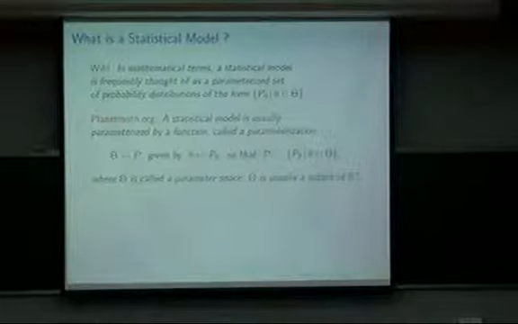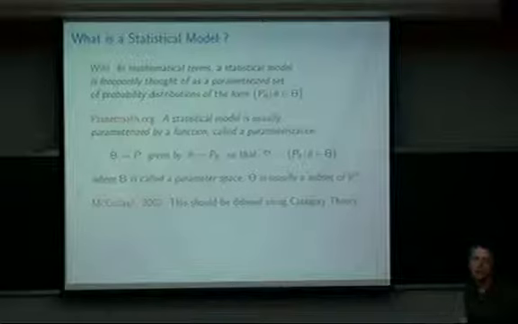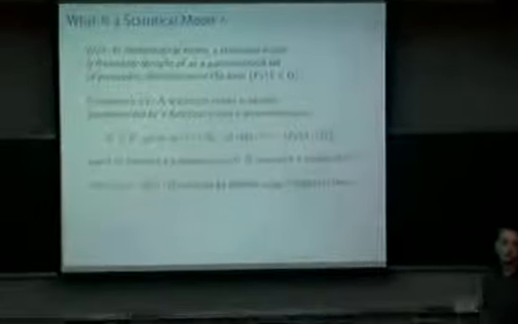So capital Theta is a parameter space, typically a subset of R^n, that indexes some collection of probability distributions. In the statistics literature, there's actually a paper with this title from a couple of years ago in the Annals of Statistics. McCullagh says this should be defined by category theory, but we're not going to do this today.